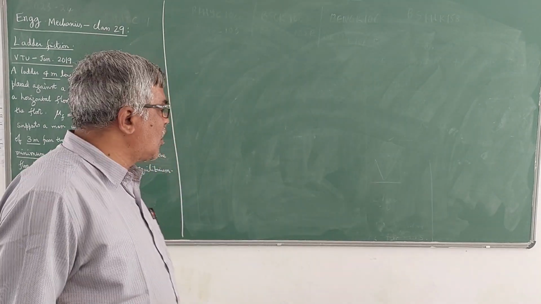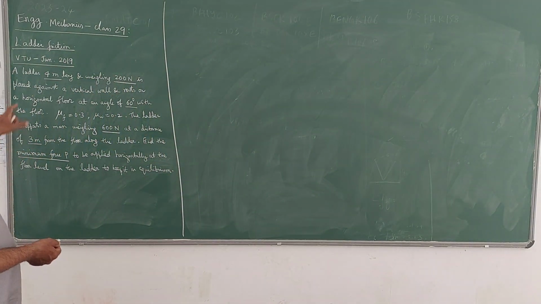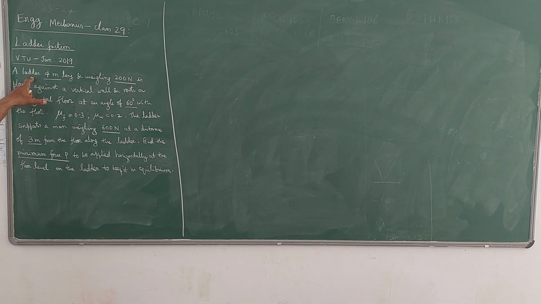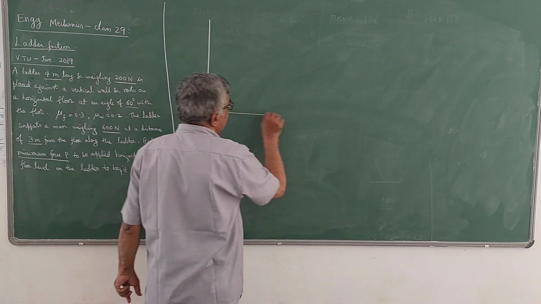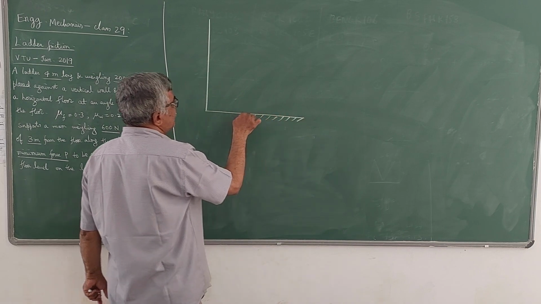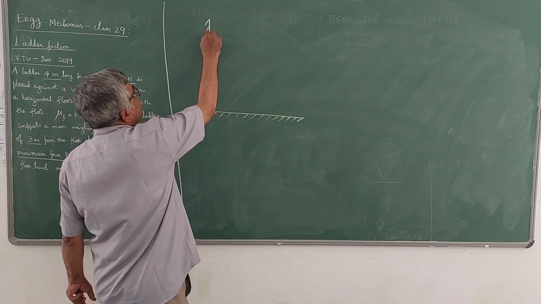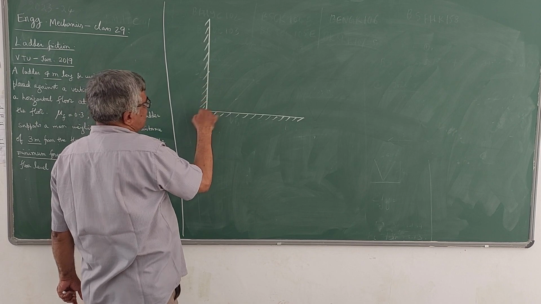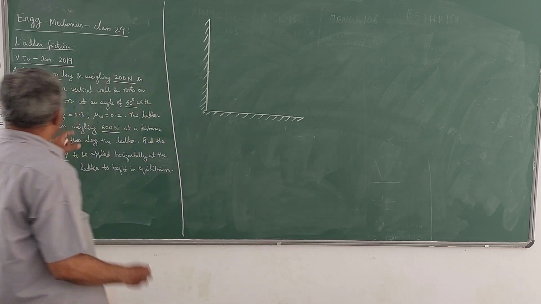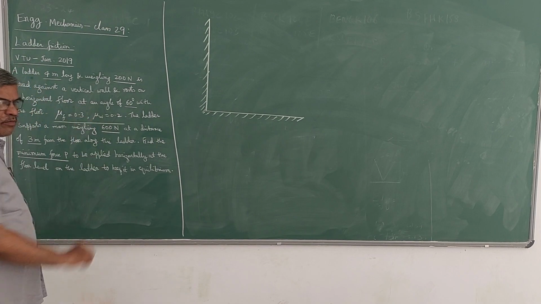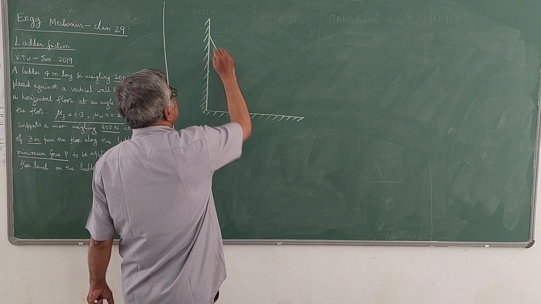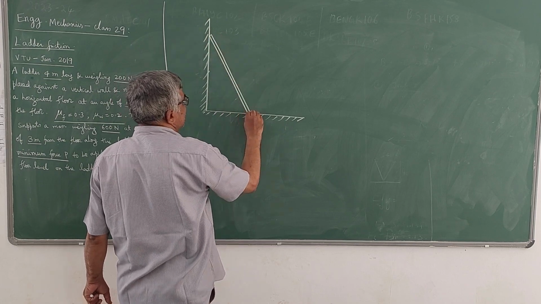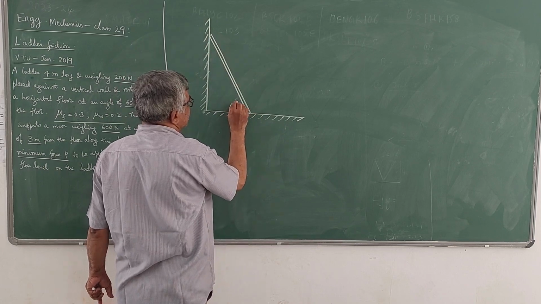So the figure we have to draw. He has given this statement. This ladder, which is having 4 meters length and weighing 200 Newton, is kept against a vertical wall and a horizontal floor like this. This is the horizontal floor, this is the vertical wall. Both contact surfaces are rough, because they have given mu values for both floor and wall. So the inclination of the ladder with the floor is 60 degrees. That's what he has given.